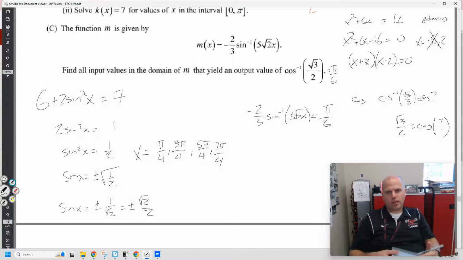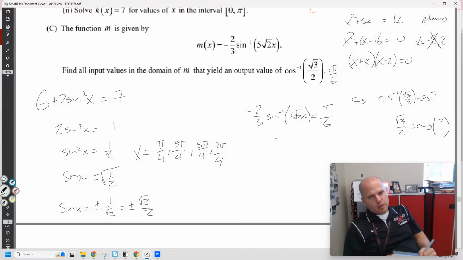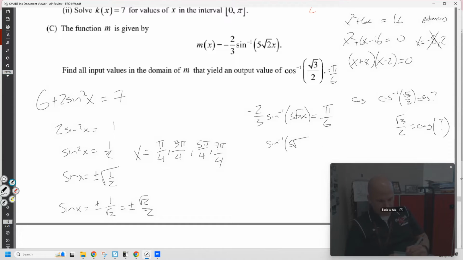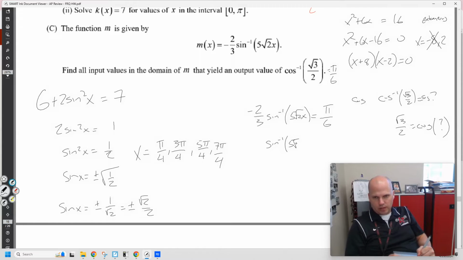Oh, man, great question. I'm going to multiply by the negative 3 halves. Again, you guys gotta figure this out. Oh, I don't like how I wrote that. It's 5 root 2x, not 5 root 2x. Multiply by 3, divide by 2.